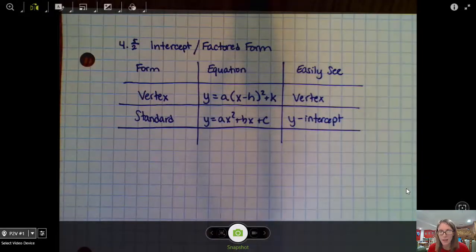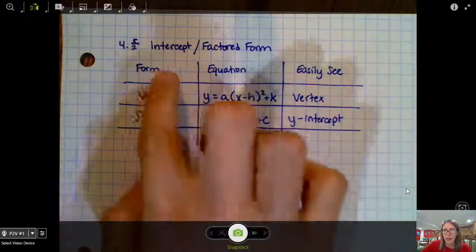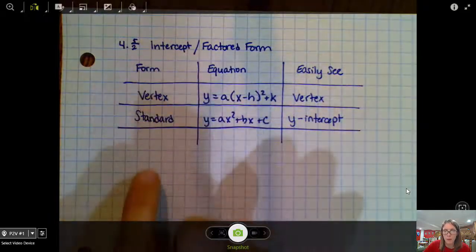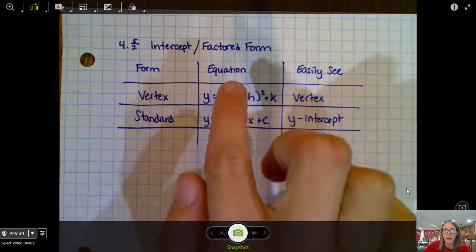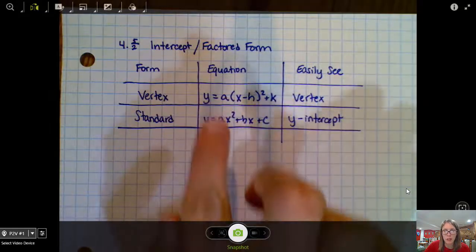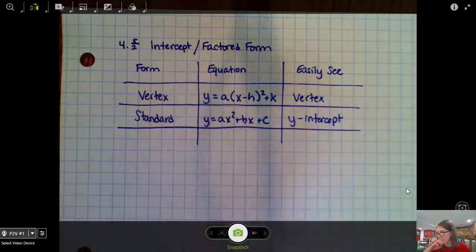I'm going to make a little chart here for us to review the forms that we've learned so far for quadratic functions, and also to get us going with our intercept and factored form. So in my little chart here, I have a column for what form we're working with and the general equation for each one, and then also what we can easily see.